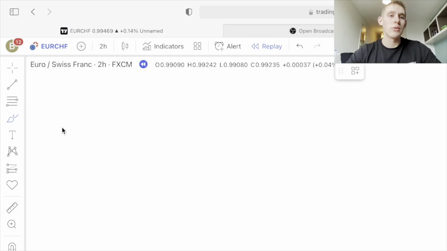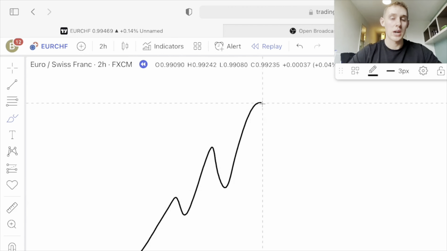But if we draw it out first of all, so the scenario that we're looking at, price is overall in a 4-hour or higher time frame uptrend.